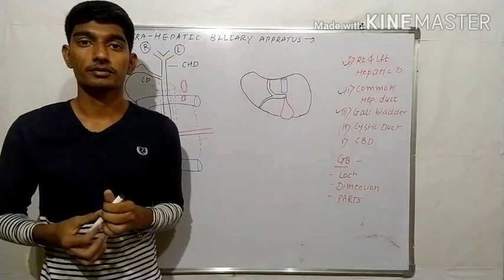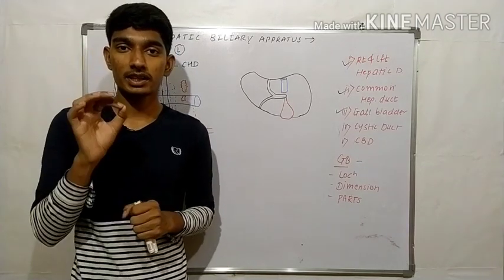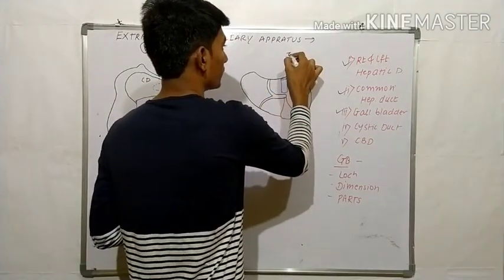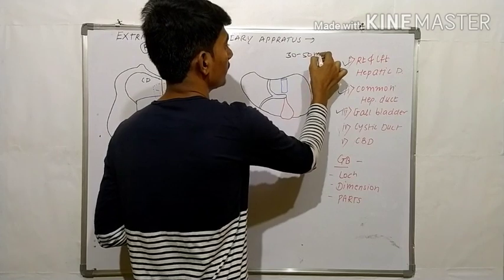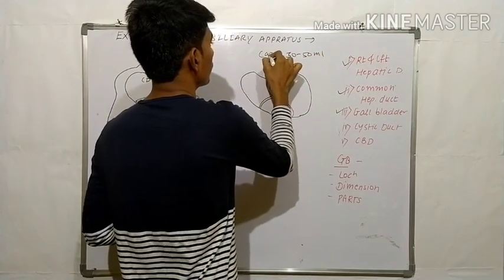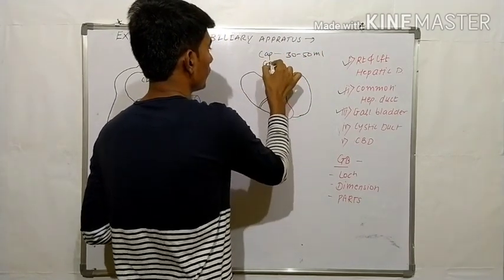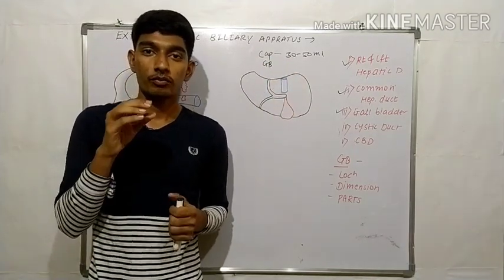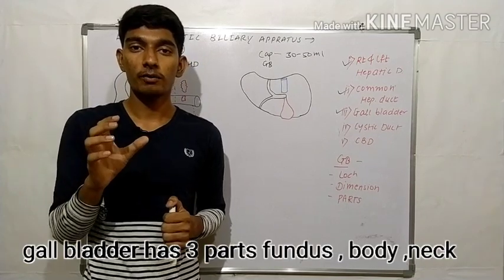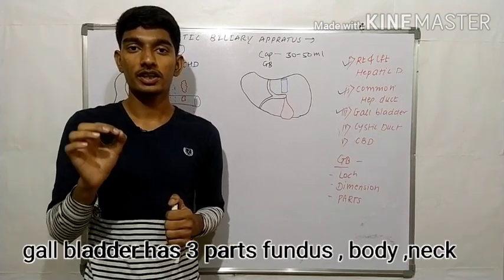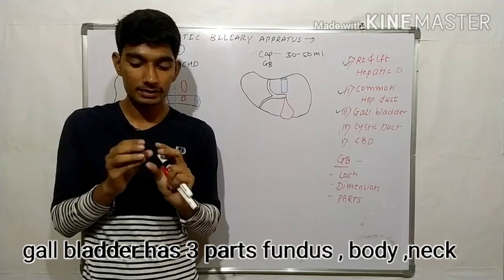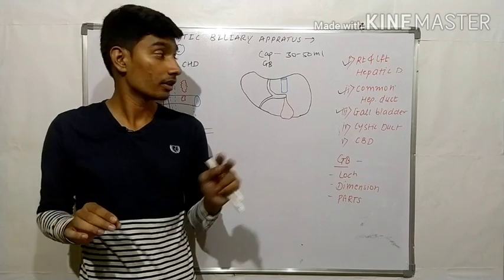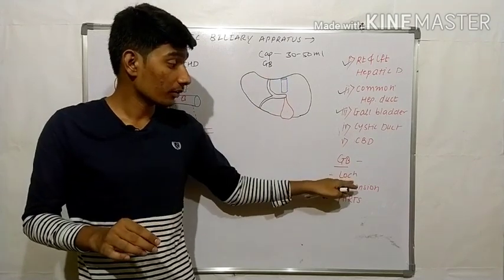This gallbladder is a pear-shaped sac of 30 to 50 ml capacity. And what is the function of gallbladder? The gallbladder stores and concentrates the bile, and this bile is then transported to the duodenum via contractions. Now, where is the gallbladder located?